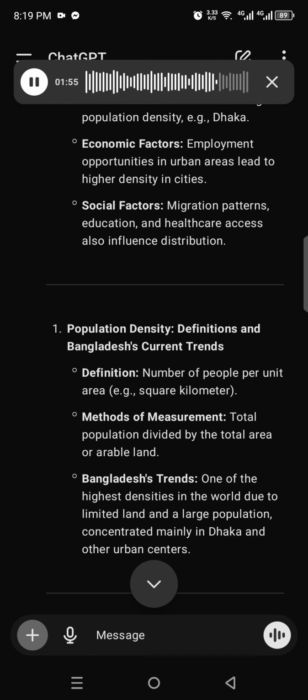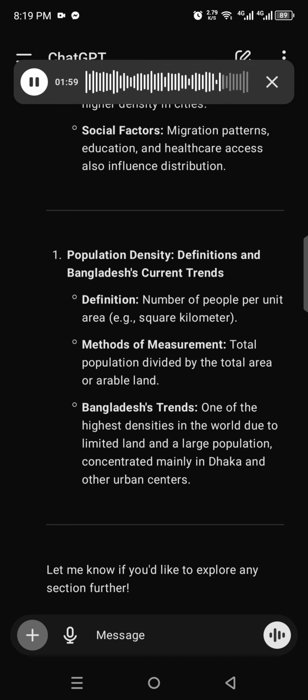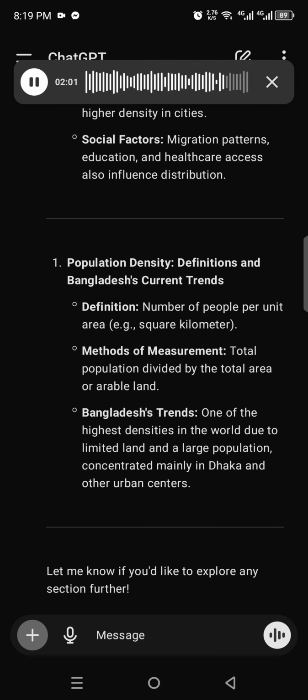5. Population density. Definitions and Bangladesh's current trends. Definition: number of people per unit area, e.g. square kilometer. Methods of measurement: total population divided by the total area or arable land. Bangladesh's trends: one of the highest densities in the world due to limited land and a large population, concentrated mainly in Dhaka and other urban centers.